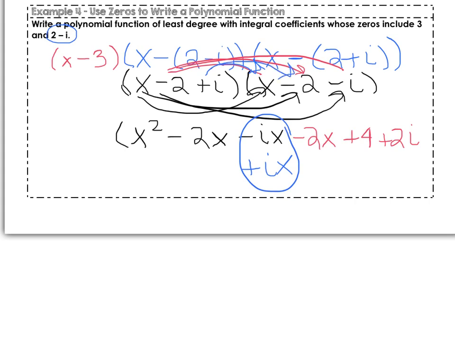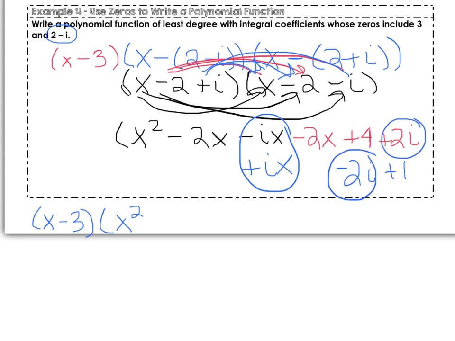Then we're going to have an i times a negative 2, so a negative 2i. And then an i times a negative i. It's going to be a negative i squared, which is going to be a negative 1, so a plus 1. So now, x minus 3 came down from before. We're going to combine like terms. Here's our x squared. Okay, the negative 2i and the positive 2i will cancel out. So notice, those actually went away, leaving me with just real numbers. So we have a negative 2x and a negative 2x, giving me a negative 4x. We're going to have a positive 4 and a positive 1, giving me a positive 5.